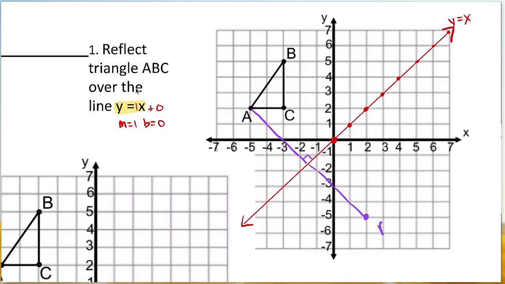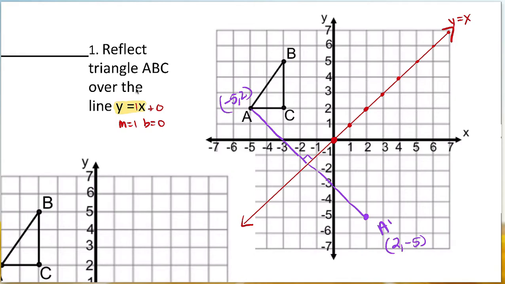Here's A prime. If you'd like to compare the point coordinates, this was at (-5, 2), and the new one is at (2, -5). Notice that they just switch places. When you're reflecting in y equals x, they just switch places.